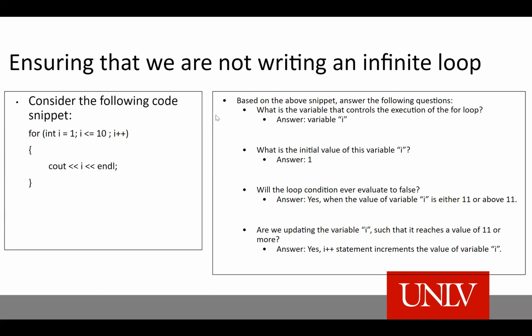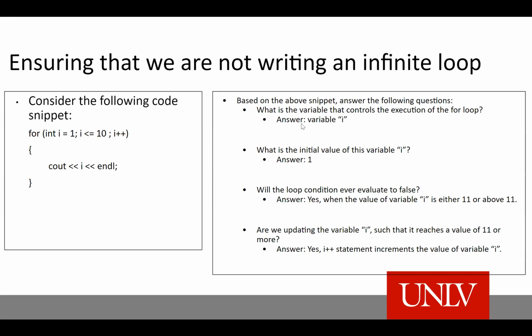The questions that I'm going to ask are, what is the variable that controls the execution of the for loop? On the left hand side, we have a for loop. Which variable is controlling how many times the for loop is executing? The answer would be the variable I. The entire for loop execution is based on this variable I. What is the starting value of I? What condition am I checking, whether it is true or false? And how am I updating the I value? These are the questions that we need to ask.